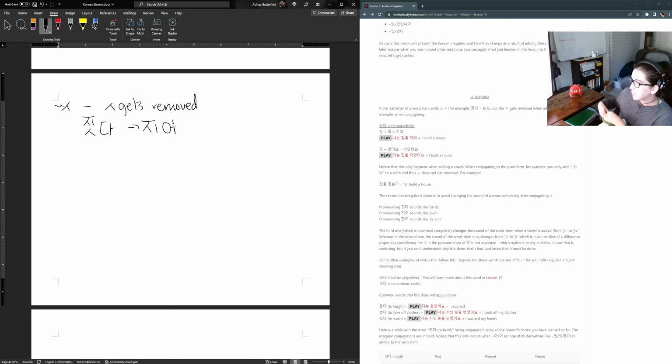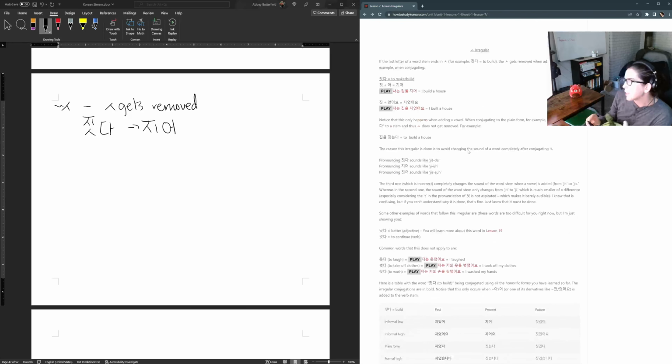So I built a house. Instead it'd be 나는 집을 지어, which we will listen to so you can tell me if I said it right. Build is present tense; built a house is past tense. You'd have to conjugate it in past tense, which I'm too lazy to do, so we're not going to. 나는 집을 지어. Yeah, I said it. Notice that this only happens when adding a vowel. When conjugating to the plain form, for example, you only add nun, da.